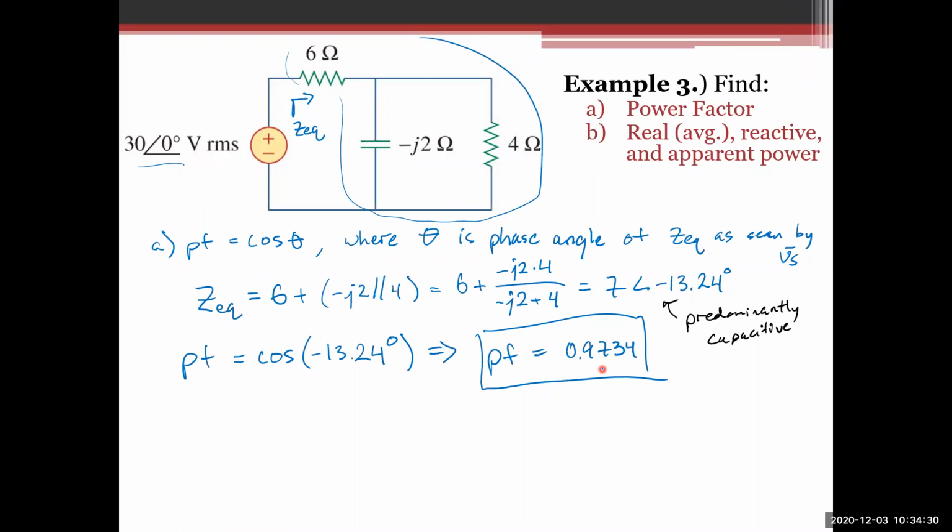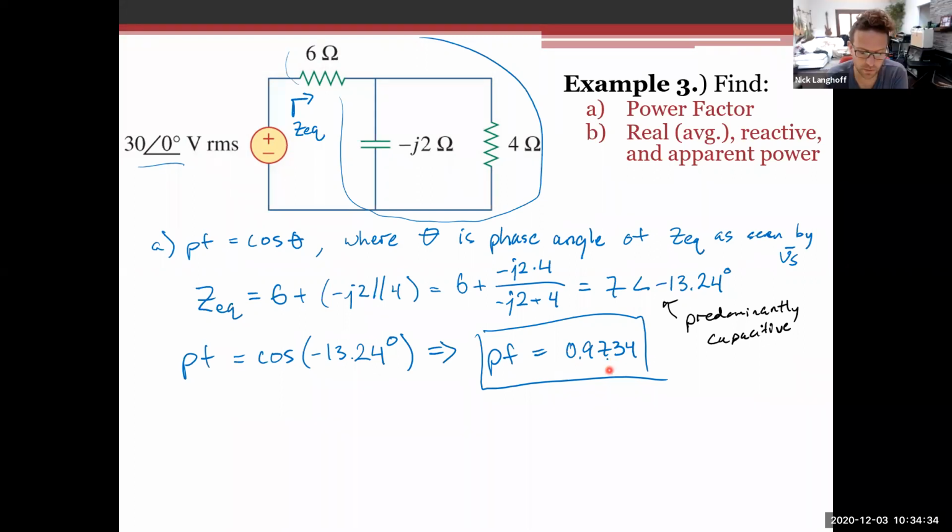So it's good to think of the power factor in those terms. This is transferring 97.3% of the apparent power, as if it was purely resistive. And then also we can write ourselves a quick note that this is leading.